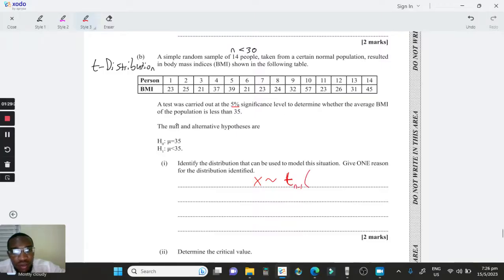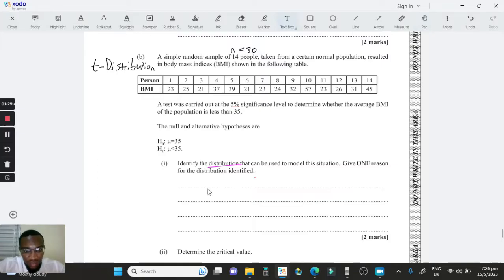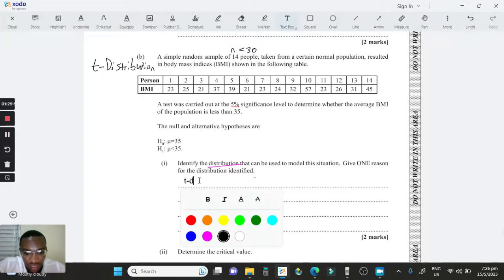And of course, our mean is 35. They don't even want us to write down the distribution. It says identify the distribution, so we're going to tell them the t distribution. We're using it since the sample size is small. So we use a t distribution.